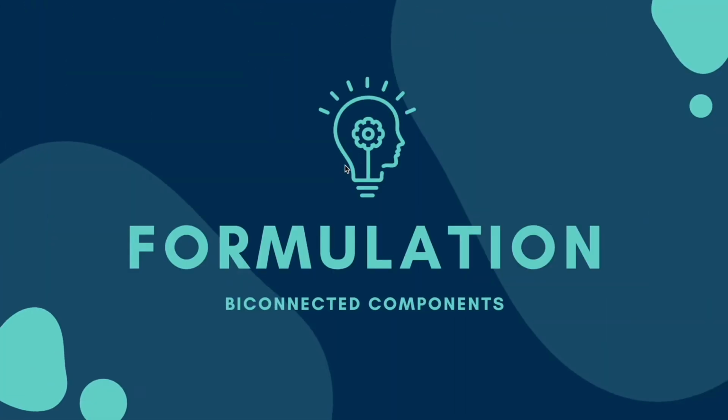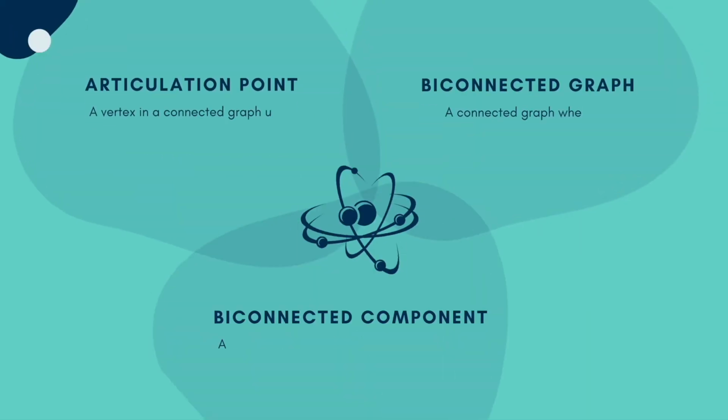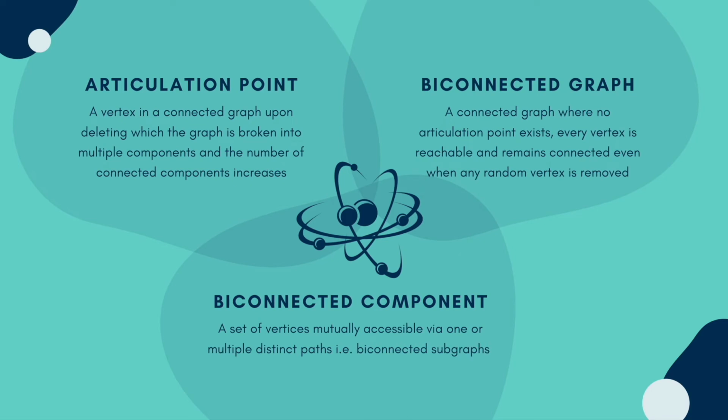Now the formulation. What is the idea of biconnected components? To understand biconnected component fully, we need to know these 3 topics: articulation point, biconnected graph, and biconnected components. What is an articulation point? An articulation point is a vertex upon deleting which the graph is broken, which means that if we remove a particular vertex in a graph, the graph becomes scattered or the number of connected components increases.